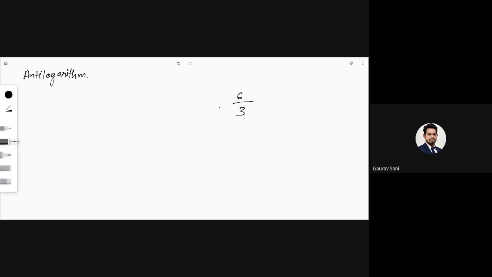So I want to find this, I don't know, but I know log. Say for example it is x. I'll take log on both the sides. Log x is equal to log of 6 by 3. What is this? Log of 6 by 3 is log of 6 minus log of 3. We know how to take log of 6.